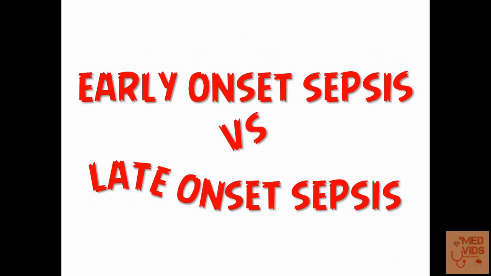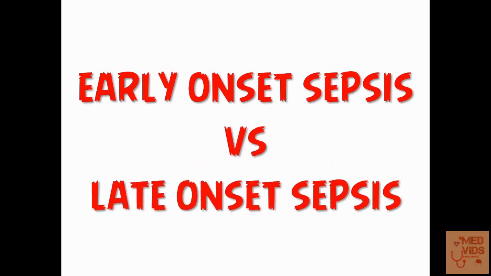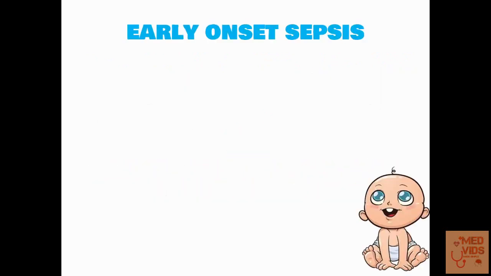Let's discuss the concepts of early onset sepsis and late onset sepsis. Early onset sepsis is that which occurs within 72 hours after birth. So, in early onset sepsis, the child mostly develops the infection during the time of birth. So, what are the possible ways to get infection during the time of birth?